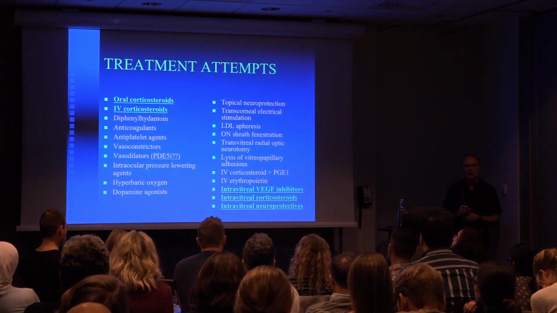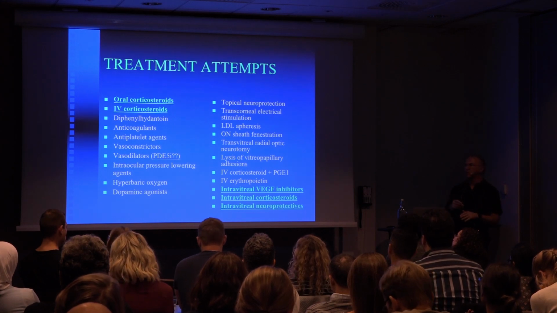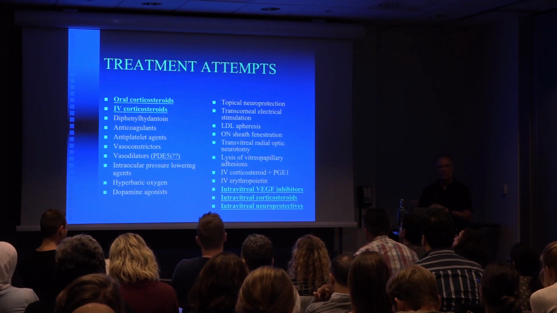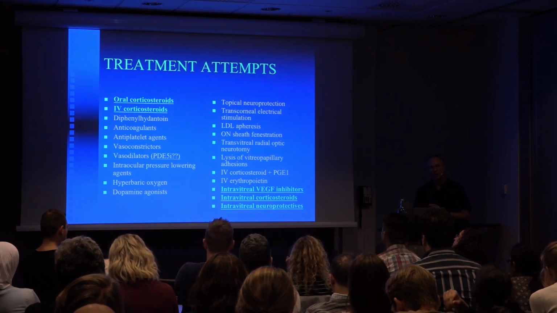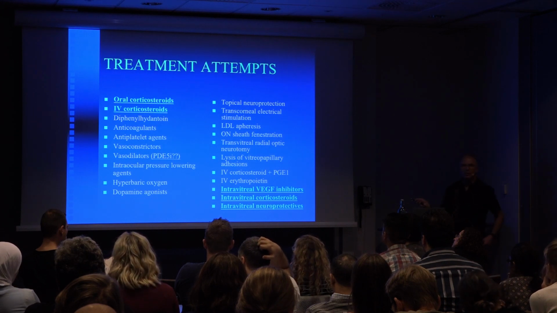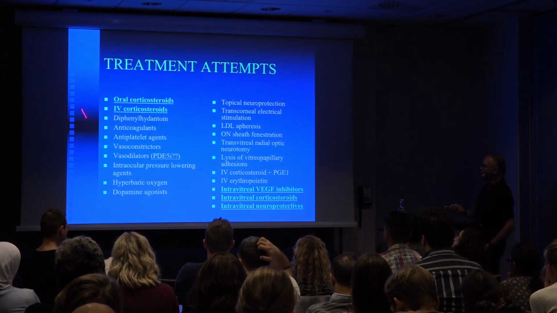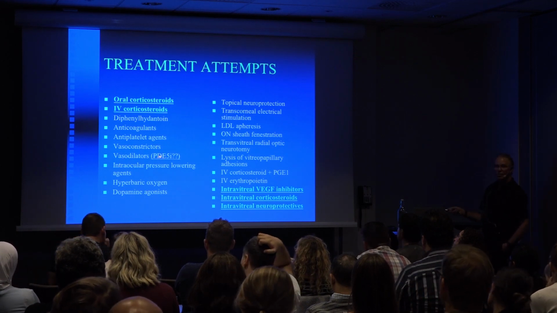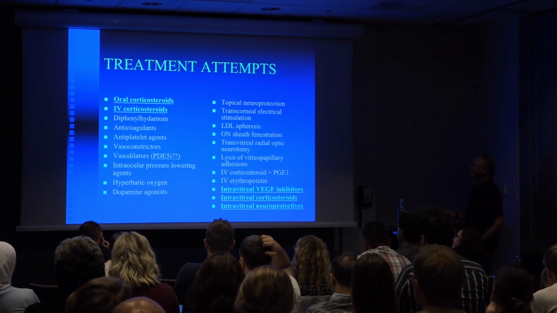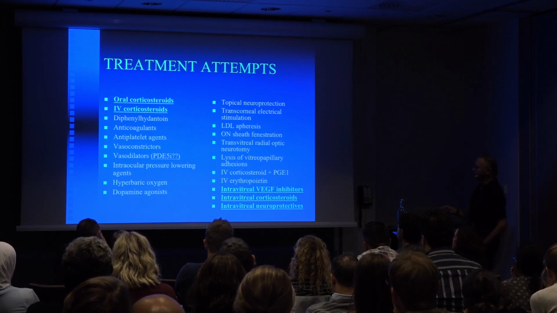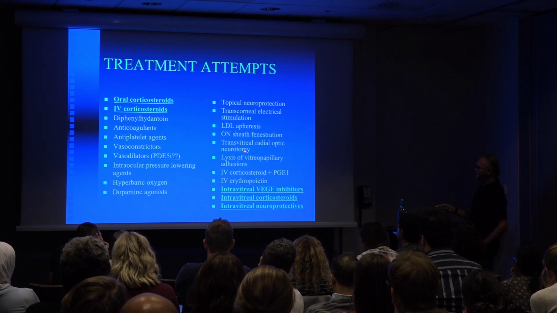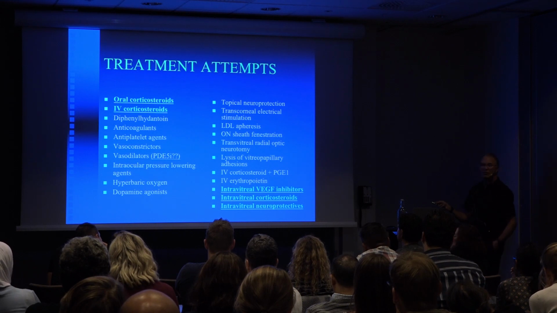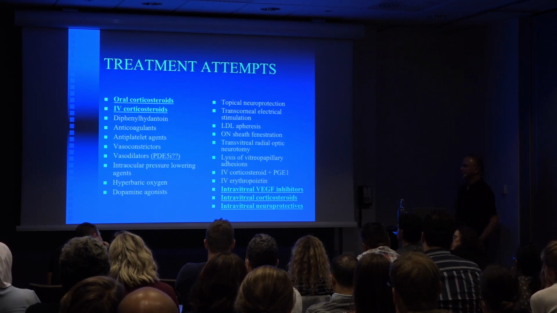So what do you do? You have NAION, you evaluate the risk factors, you look into those things, you assess them for sleep apnea, you talk to them about PDE5 inhibitors. How do you treat them? This is a partial list of the things that have been tried. They're all over the place, including vasoconstrictors and vasodilators, both. Think about that for a minute. Lysis of vitreopapillary adhesions, transvitreal radial optic neurotomy, LDL apheresis, transcorneal electrical stimulation. There's a lot out there.